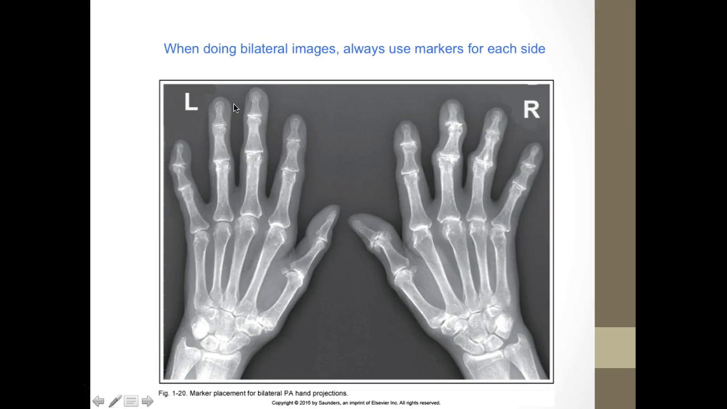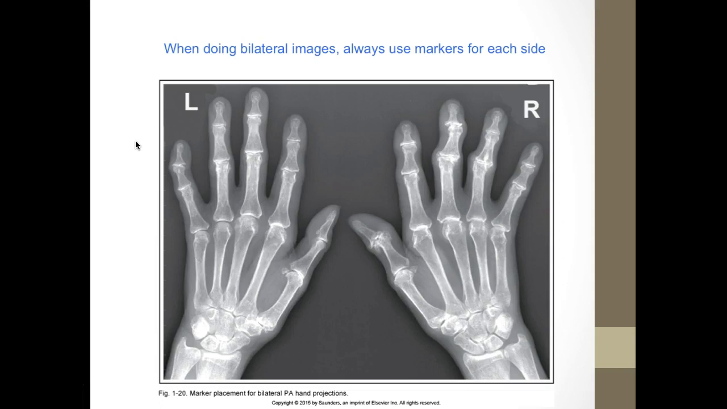So when you're shooting bilateral hands, you're always going to use a right and a left marker. So anytime you're shooting bilateral anything, you're going to have a right and a left marker. If you're shooting a finger and you're shooting 3-on-1 image receptor, which normally we don't do because the CR system and the DR systems don't know quite what to do with, well, you can do it on DR, but on your CR systems, they don't know exactly how to process it. The algorithms are going to be screwed up.